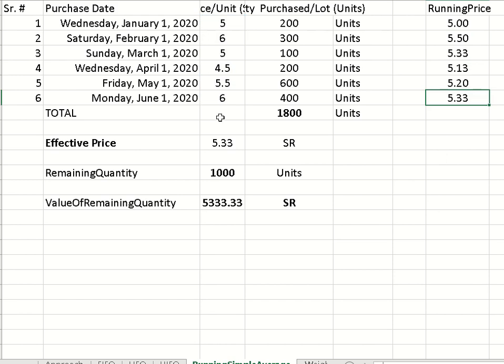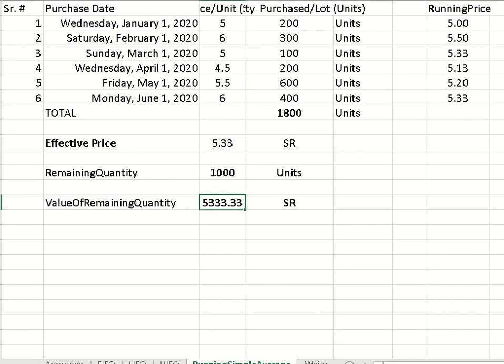So at the point where you would like to take the quantity or the value, you use the running simple average as the effective average. Then just multiply it by the remaining quantity, and so you now have the value of the remaining quantity.